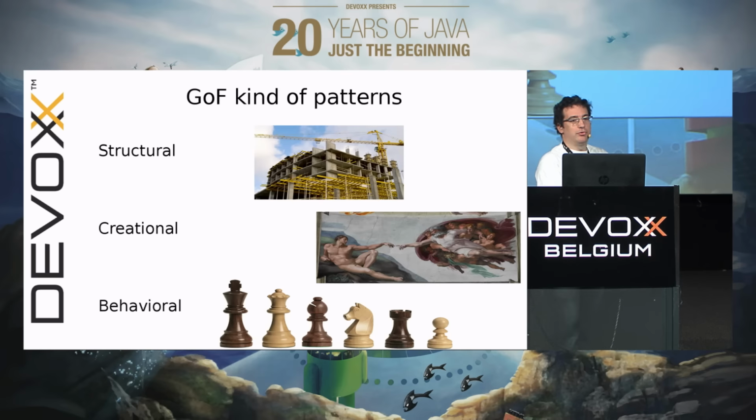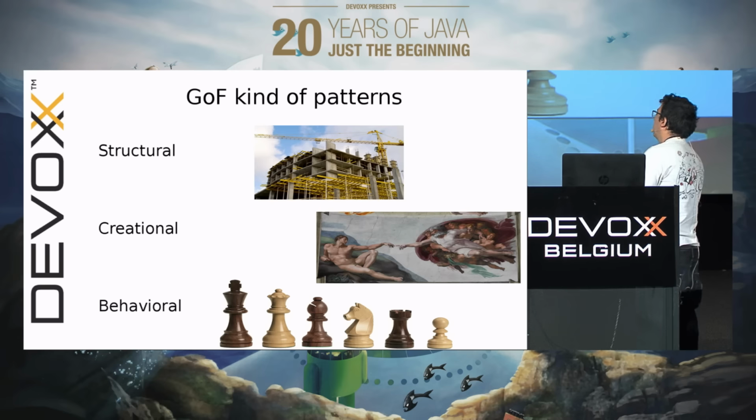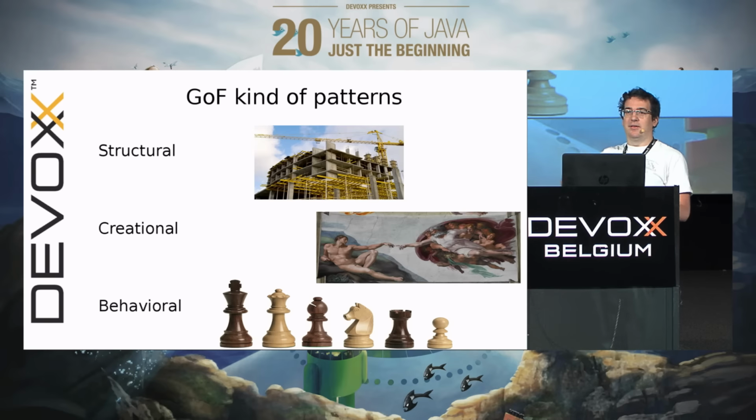So let's take a look at the kinds of patterns that are defined in the GoF. We have the structural pattern, the creational pattern, and the behavioral pattern. Basically, I'm more interested in the behavioral and the creational patterns than the structural ones. Just an example of a structural pattern and how to implement it using lambdas.